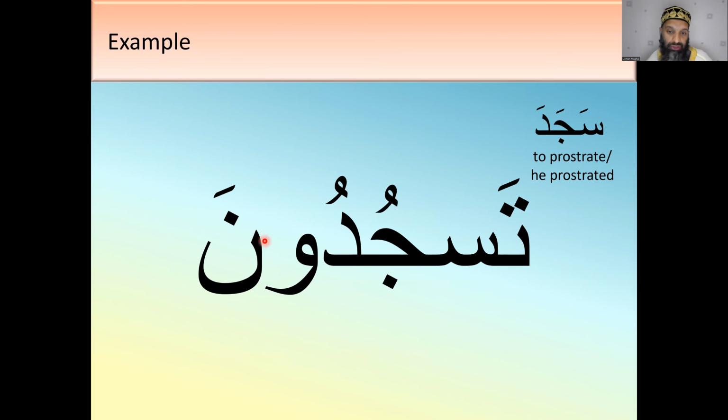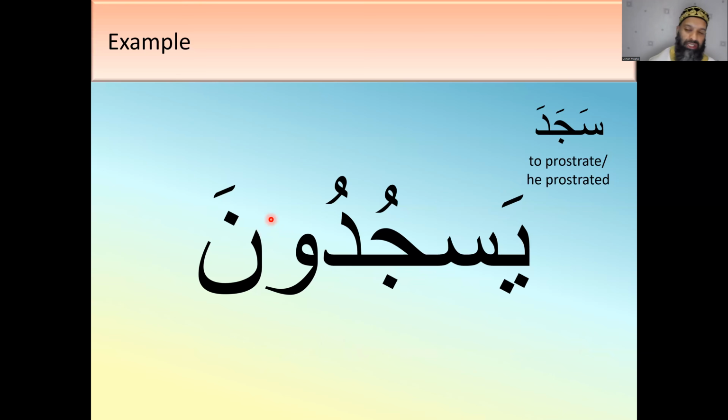Sajadtu, that's right. So it's you all prostrate. I can't find that in the Quran anywhere, but the pattern is there, the pattern is showing you that. So tasjuduna means you all prostrate.